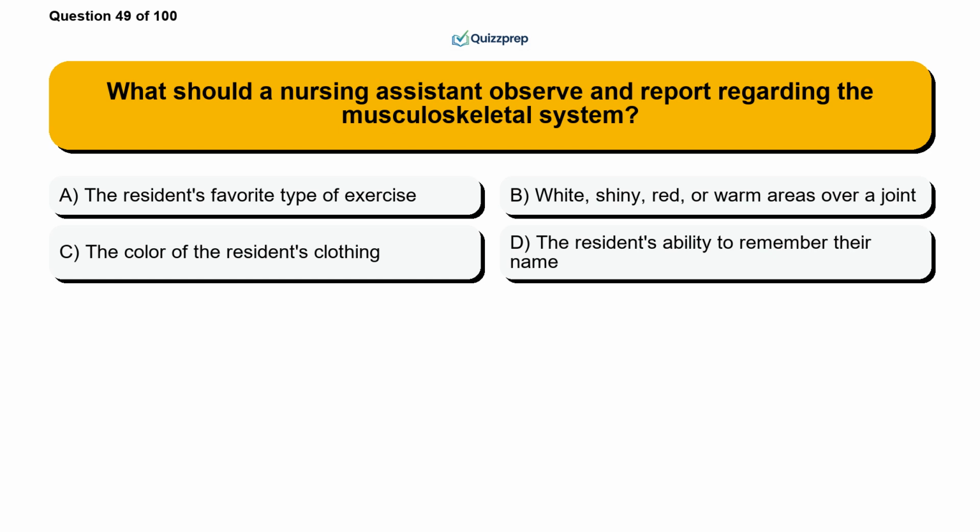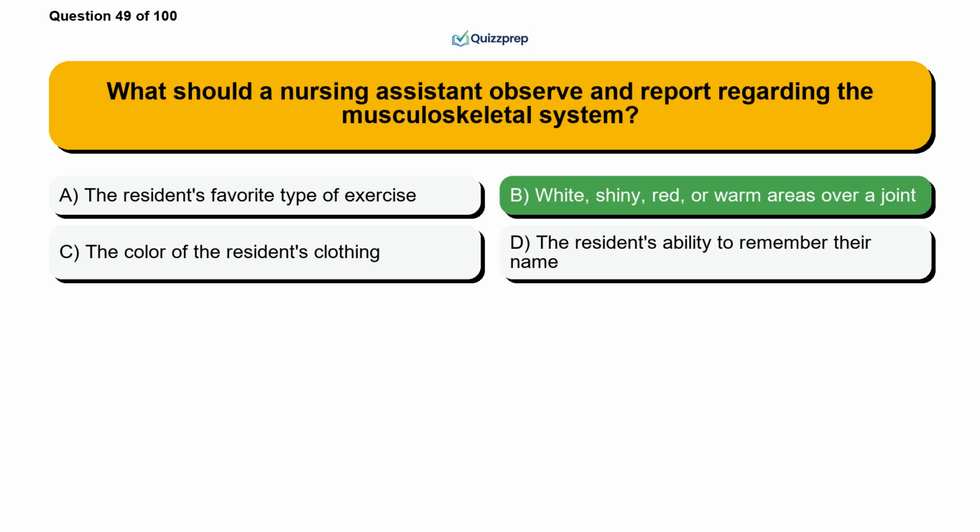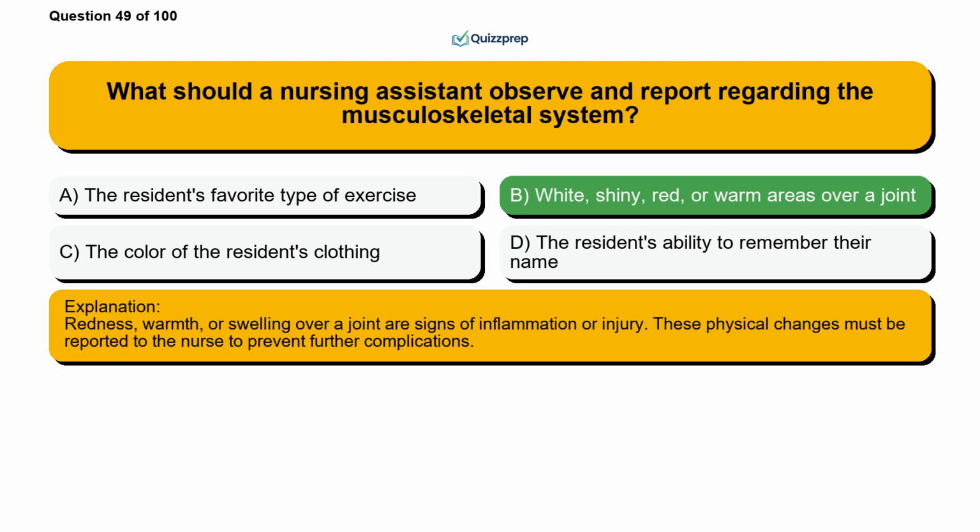Option C. The color of the resident's clothing. Option D. The resident's ability to remember their name. The correct answer is option B. White, shiny, red, or warm areas over a joint. Redness, warmth, or swelling over a joint are signs of inflammation or injury. These physical changes must be reported to the nurse to prevent further complications.